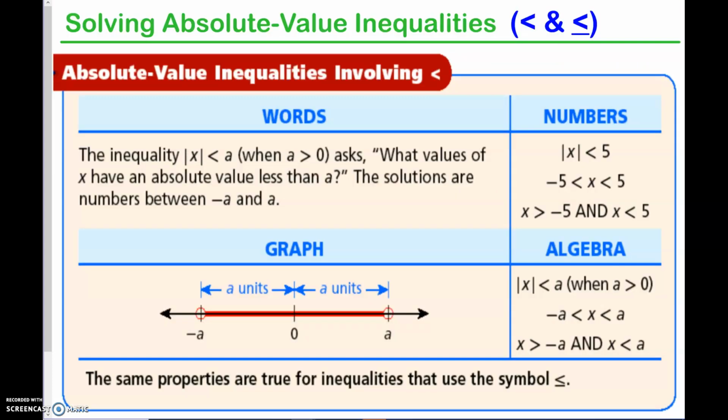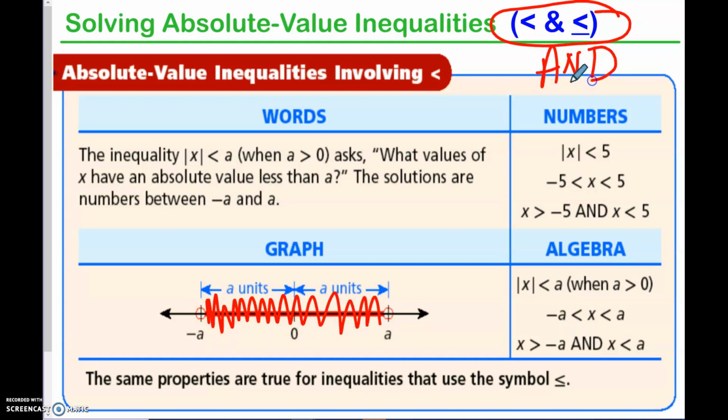All right, so this is where we have less than or equal to, and you can see where it is shaded between. That is like an and problem that we were just doing in the compound inequality. See how it says and see how it has less than x?